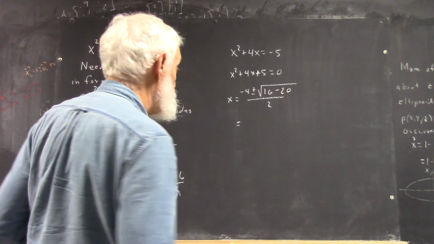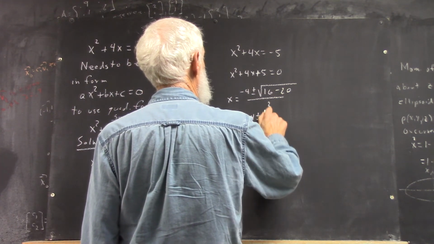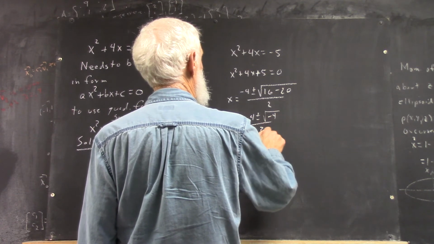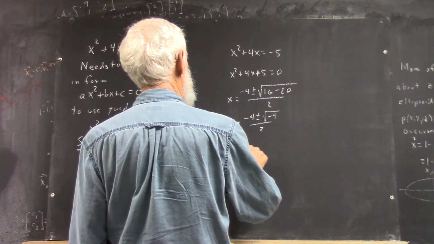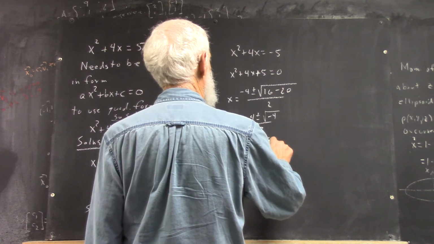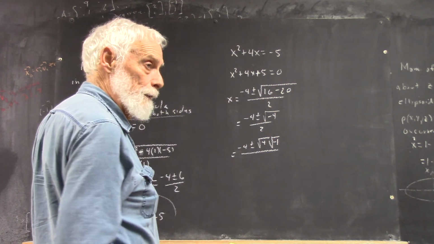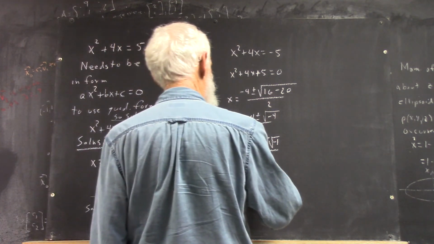Which is negative 4 plus or minus the square root of negative 4 over 2. Which is negative 4 plus or minus the square root of 4 times the square root of negative 1. I've kind of skipped a step there, but that's a step I think you should be pretty comfortable with.